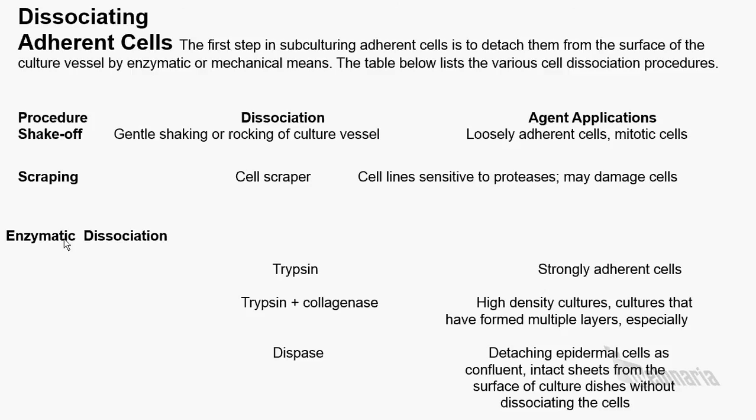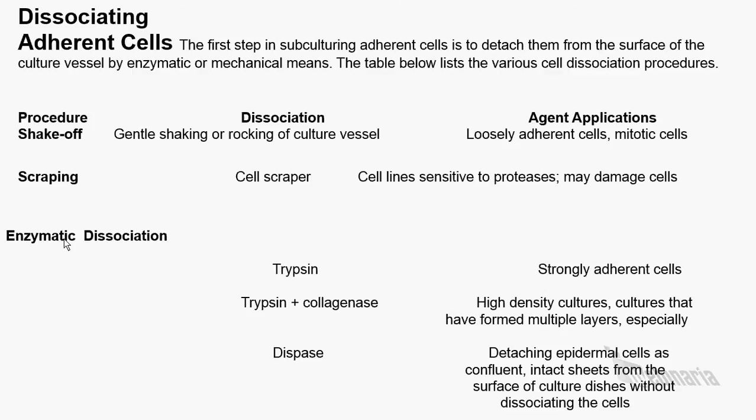Scraping is another method, but it's very time consuming, very laborious, and it may damage your cells. The most commonly used method is enzymatic dissociation by different enzymes. You can have trypsin, a combination of trypsin with collagenase, or separately you can use dispase. Even some commercial kits are available in the market that can be used for detachment of cells.